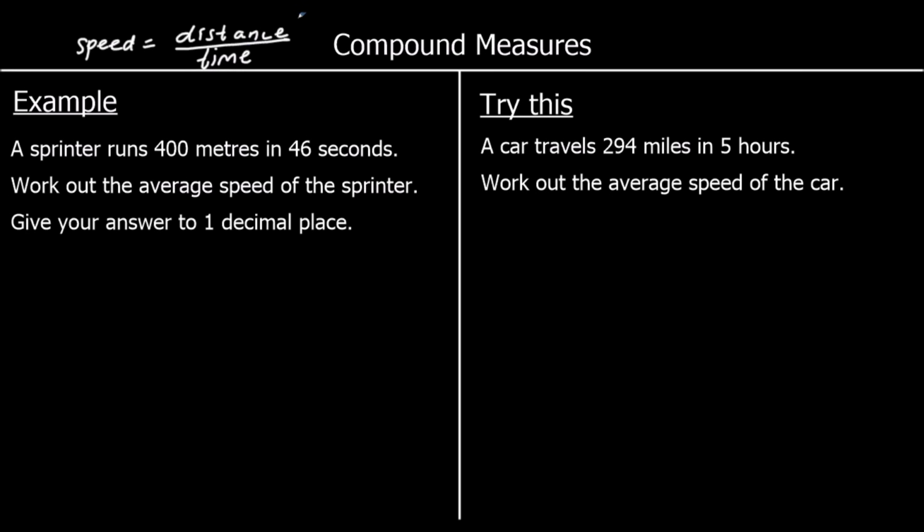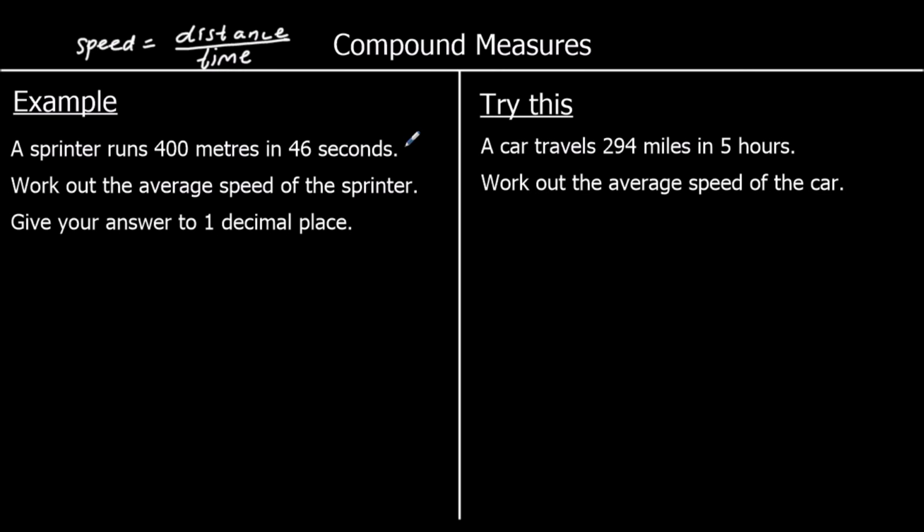And one way of remembering it is thinking of the measurements of speed, like miles per hour or meters per second. So miles or meters is a distance, and hours or seconds is a time. So speed equals distance over time. Let's look at a question.